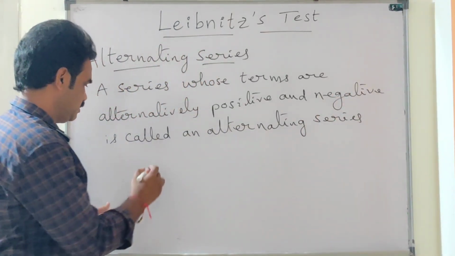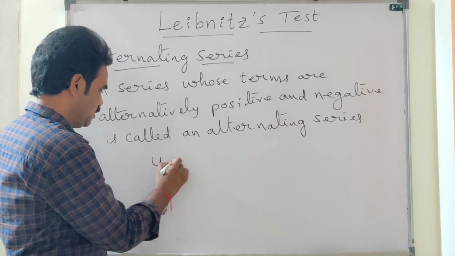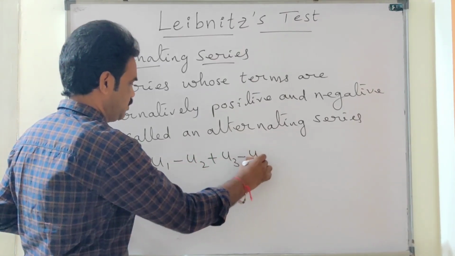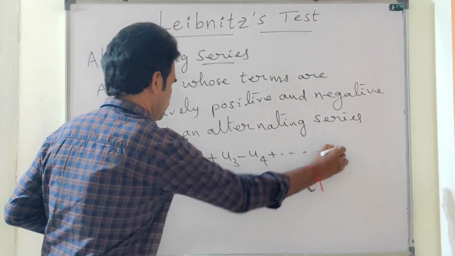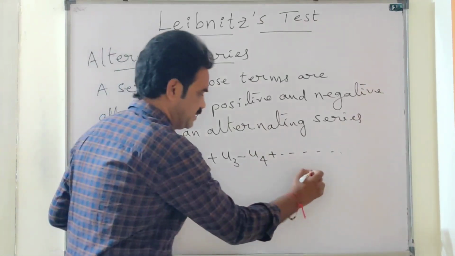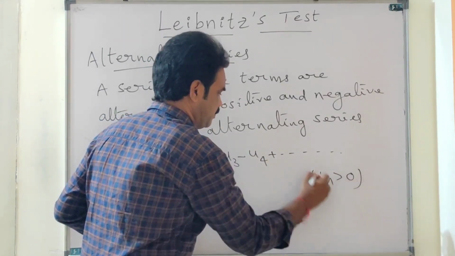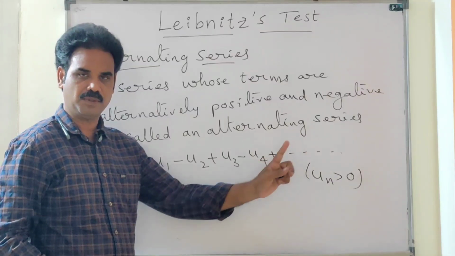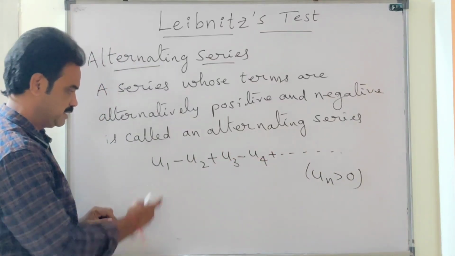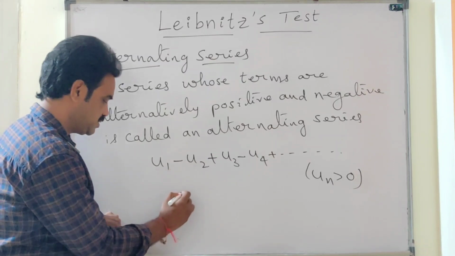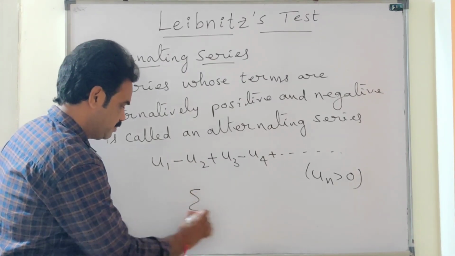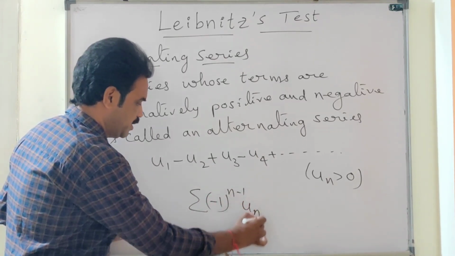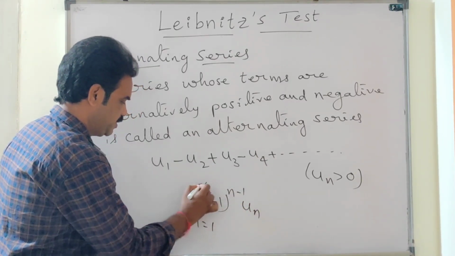This is in the form of u1 minus u2 plus u3 minus u4 plus and so on, and each un is greater than 0. Alternatively positive and negative, this is called an alternating series and it is denoted by sigma (minus 1) whole power n minus 1 un, n is 1 to infinity.